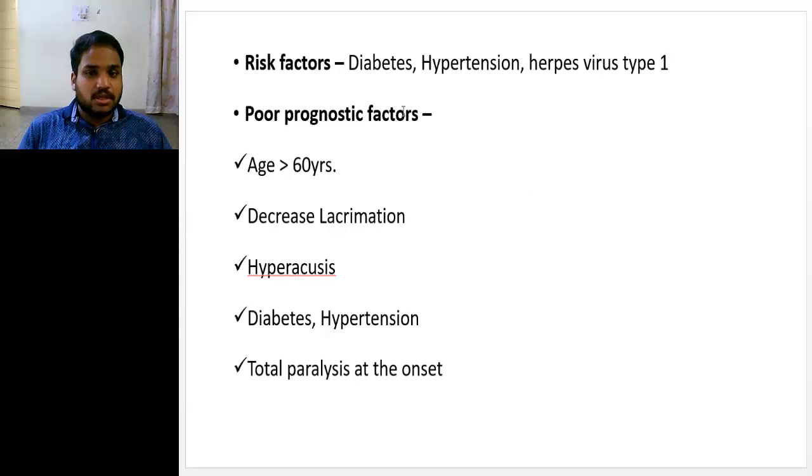Now, what are the risk factors? Diabetes, hypertension, and herpes virus infection, that is type 1 infection, are all risk factors. And what are the poor prognostic factors for this? Age more than 60 years, decreased lacrimation, hyperacusis, diabetes, hypertension, as well as total paralysis at the onset, right. All these are poor prognostic factors for a Bell's palsy. Bell's palsy is nothing but a lower motor neuron palsy, right.